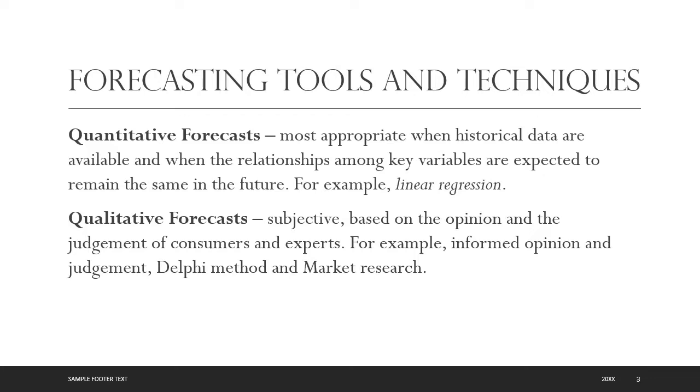An example is linear regression, which is based on the assumption that the future will be just like the past. The second one is qualitative forecasts, which are subjective, based on the opinion and judgment of consumers and experts. Informed opinion and judgment, Delphi method, and market research are some examples of qualitative forecasts.